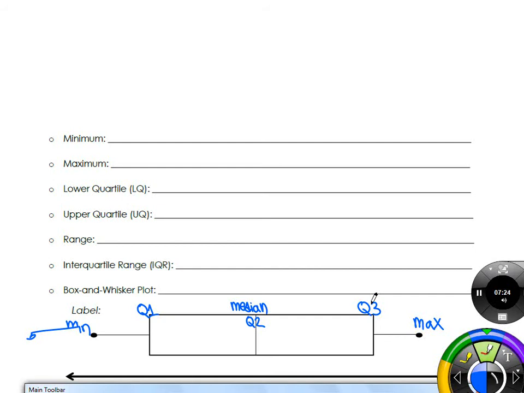How do we calculate the range? Good. Subtract the lower number from the higher number. So you basically take your maximum minus your minimum, and it tells you the range of data. So it just tells you, wow, all your numbers are going to be spread over this much space. Okay? The box and whisker plot, like we said, is just this picture in its entirety.